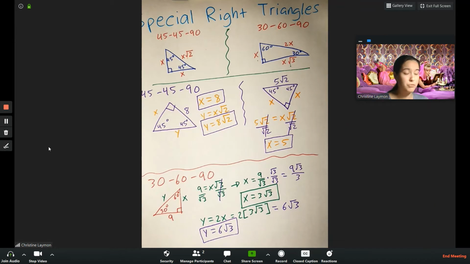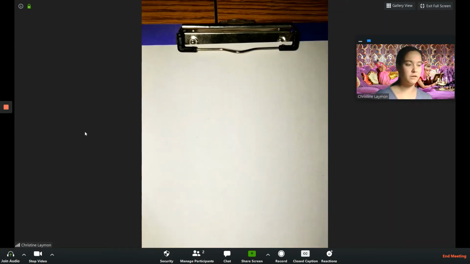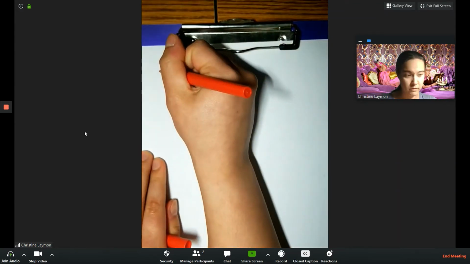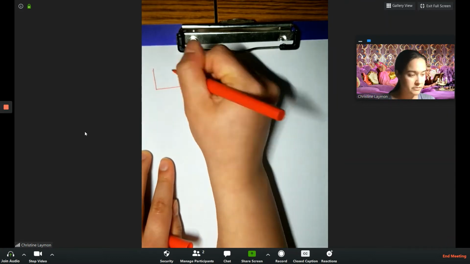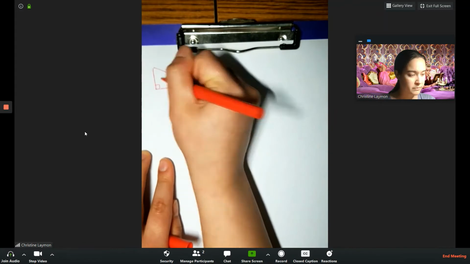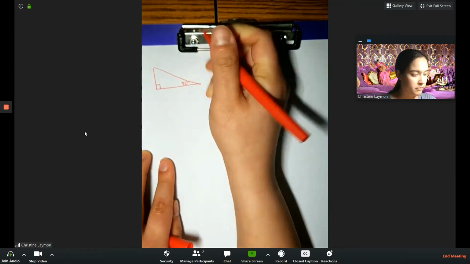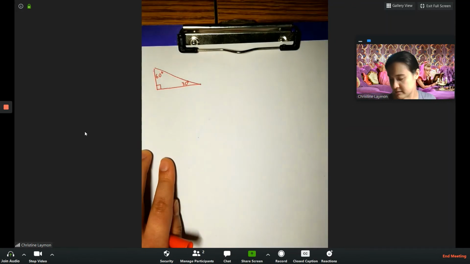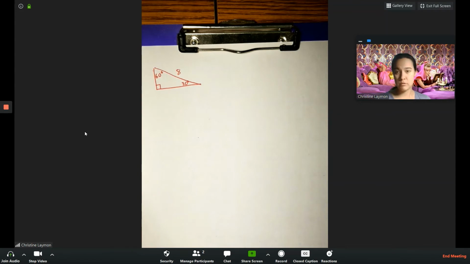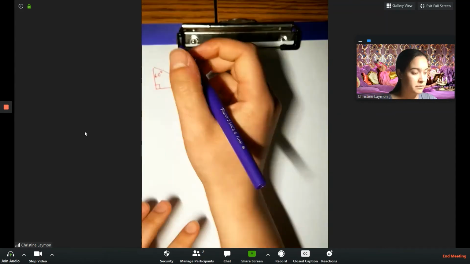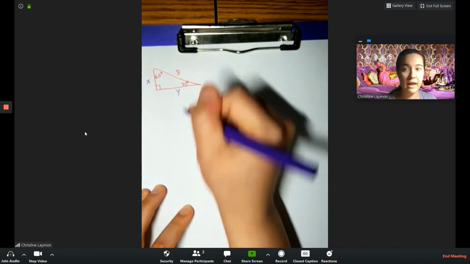I'm going to go ahead and go through another example, and then I'll also give a couple of slightly more challenging examples so you can see other ways of working with this. Okay, so here's going to be another example of a 30, 60, 90. There's my 90. This is my 30 degrees. Here's my 60 degrees. And let's say we know that the hypotenuse is 8. We want to come through now and find the values of x and y.